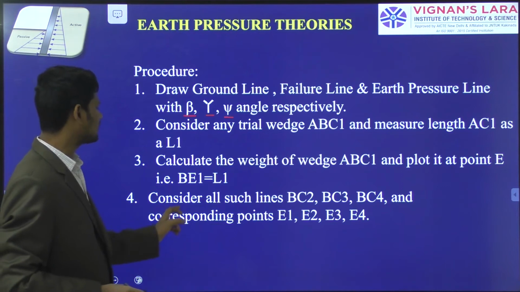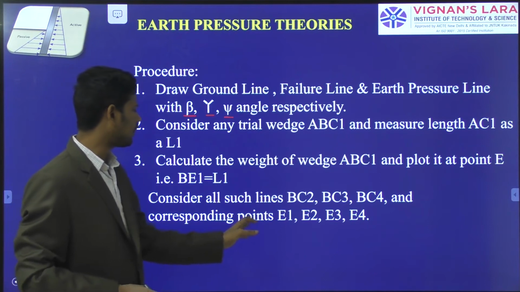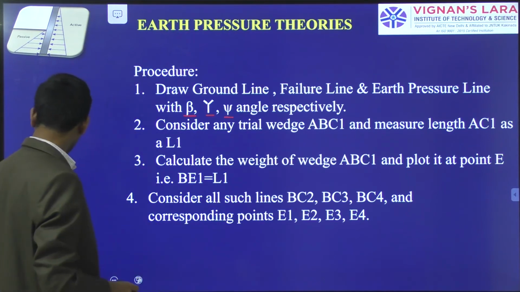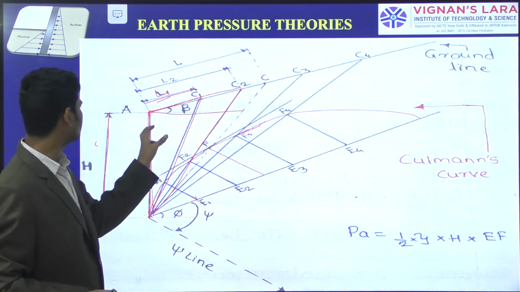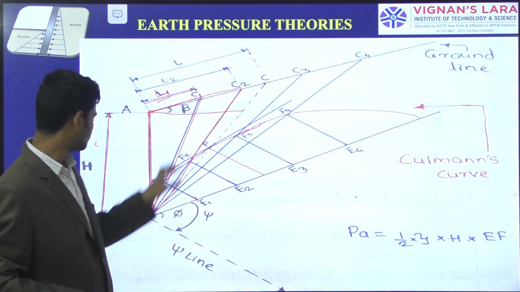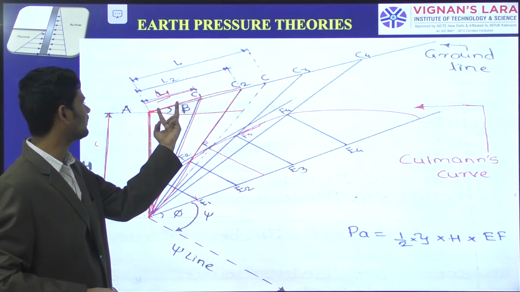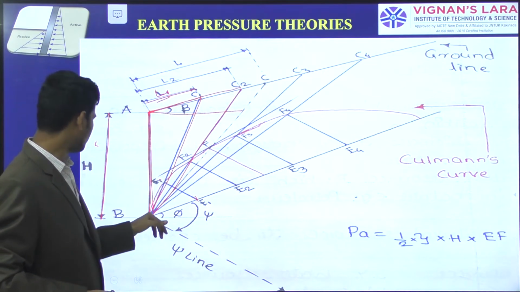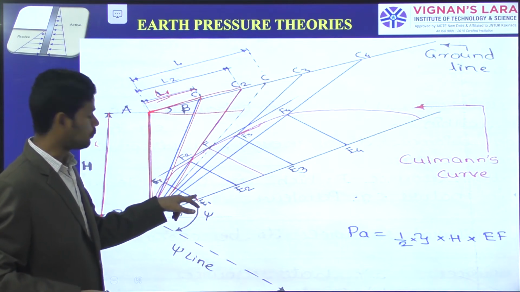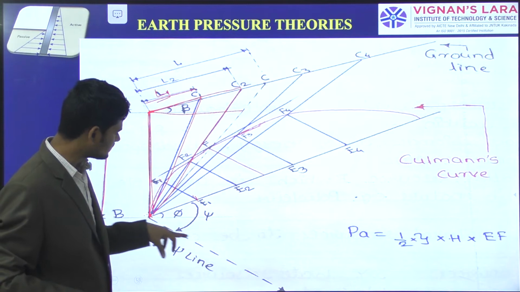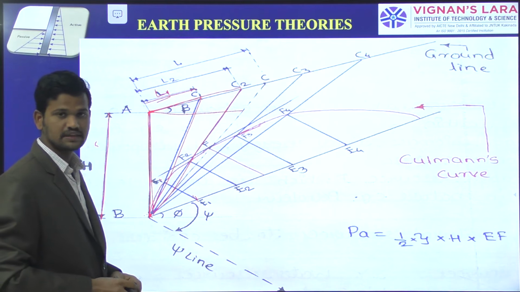Next, consider all such lines BC2, BC3, BC4 and the corresponding points E1, E2, E3 and E4. Again, for the first wedge, this is the triangle wedge ABC1, with the length AC1 as L1. From this point B with the L1 distance we create one point, and parallel to the J line we draw one more line for the corresponding C1 length.